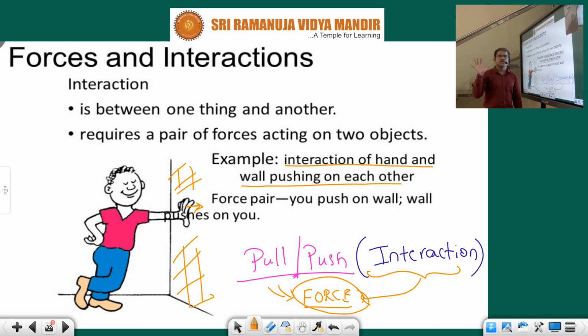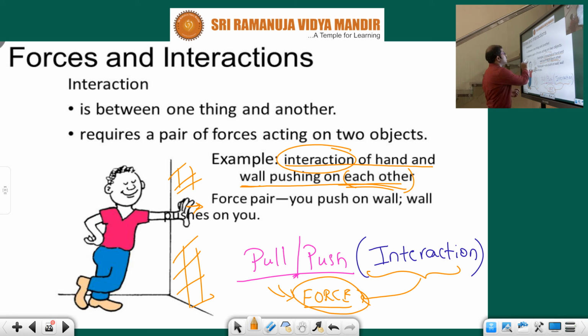That means whenever that person is applying force on that wall, there is interaction between that person's hand and the wall. Due to Newton's third law, action and reaction, for every action there will be an equal and opposite reaction, right? So whenever he is applying force on the wall, that wall also applies force on that hand. Wall and hand pushing on each other in the sense that the person is pushing the wall and the wall is also pushing that person. Both will act. In Newton's third law I will explain that in detail, but here the focus is only on the point called interaction.